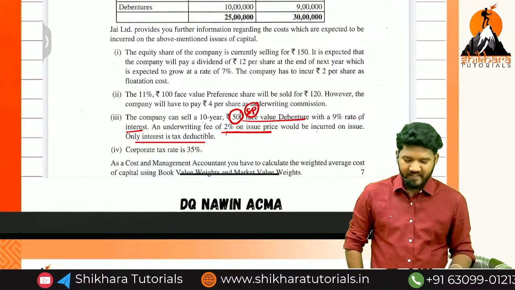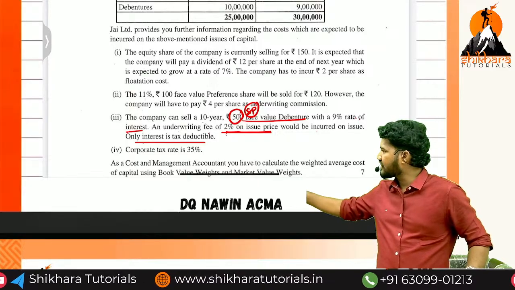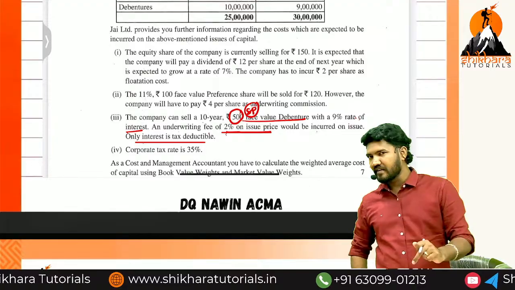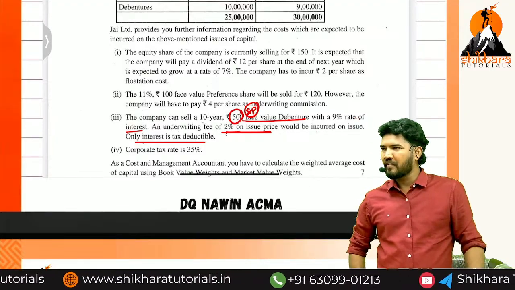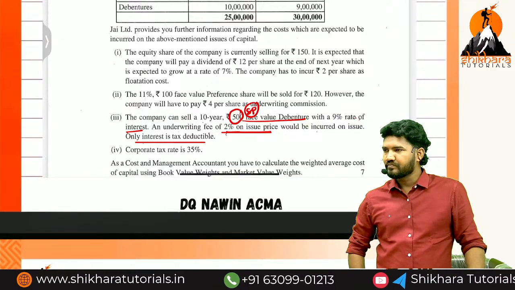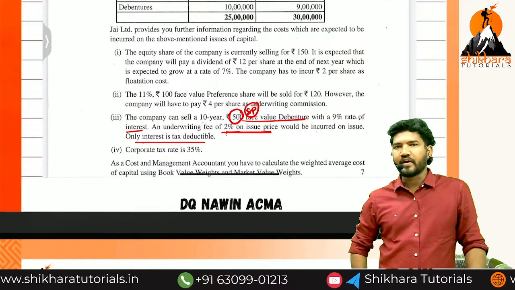But there is no discussion of repayment value. You can observe the entire point. There is no discussion of repayment value. If there is no discussion of repayment value, but it is a redeemable debenture, you have to take one assumption for repayment value. What assumption is the best option? Face value. Now what is the face value? 500. Are you okay, sir?